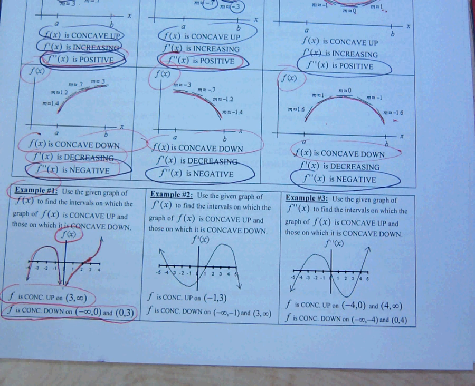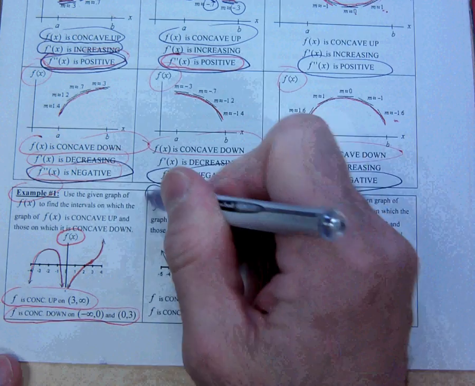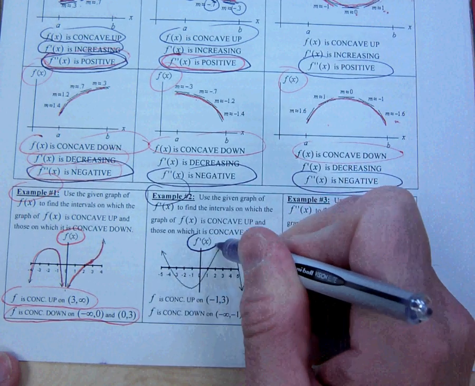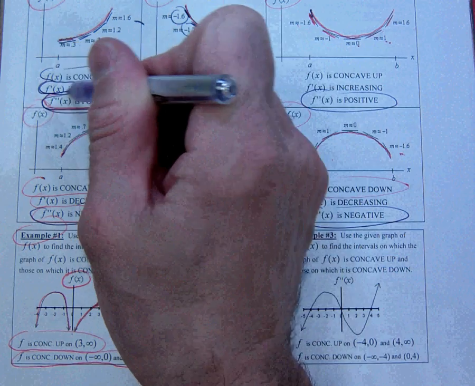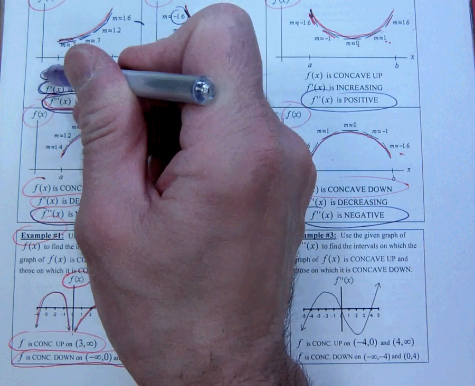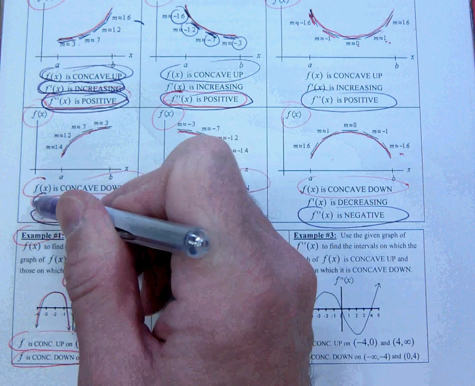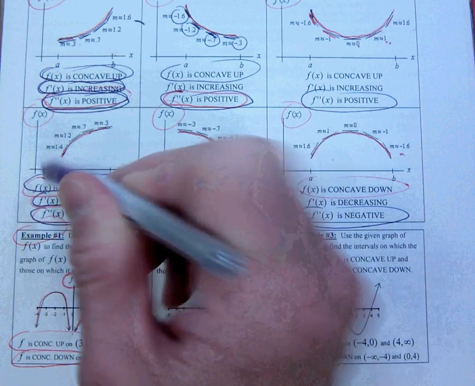All right, now I'm changing things up right away on example 2. I'm not giving you a graph of F anymore. Now I'm giving you a graph of F prime. But I'm still asking you about F. Okay, so what are you going to look for on the graph of F prime to determine the concavity of F? Well, whenever F prime is what? No, be careful. Be careful. Whenever F prime is increasing, F will be concave what? Up.